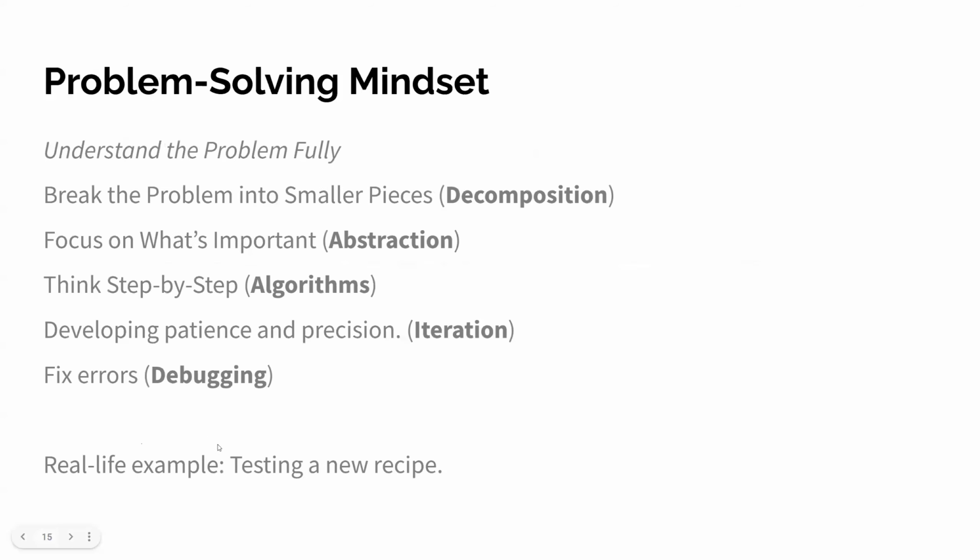Now, we have a real life example here of testing a new recipe. So imagine you have a recipe and you want to test it to make food out of this recipe. So the decomposition of that is basically you have ingredients, you have tools that you will use, you have the location, the kitchen. So I divided the problem.